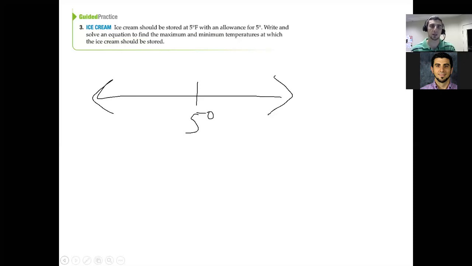Now what that means is that your target temperature should be 5 degrees Fahrenheit, but you can go up or down 5 degrees from that and it's still okay. So you can go up 5 degrees and it's still good, because it's hard to always get it right at 5 degrees. So you go up 5, which is 10 to here, and you go down 5, which is 0 degrees.